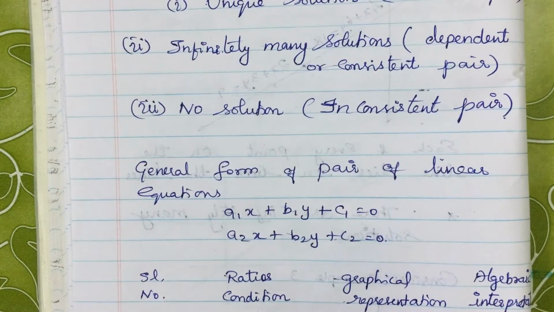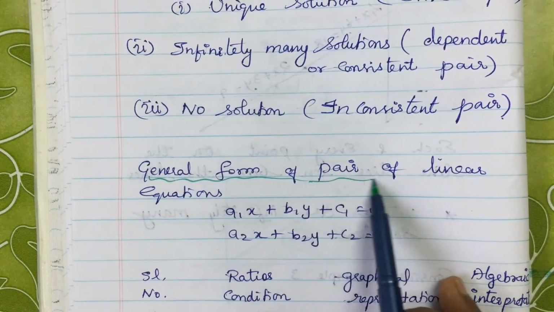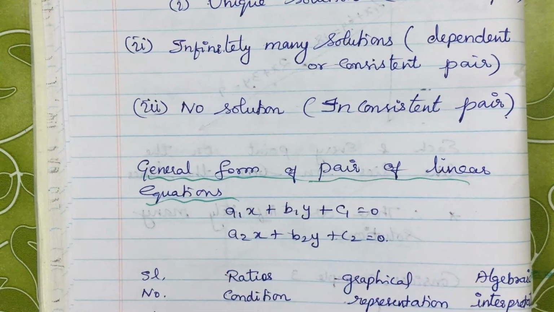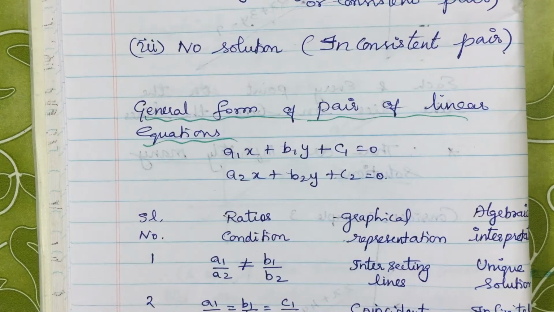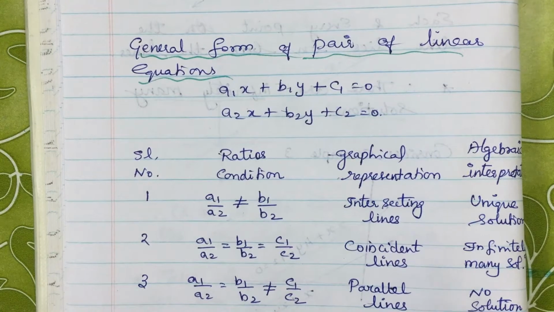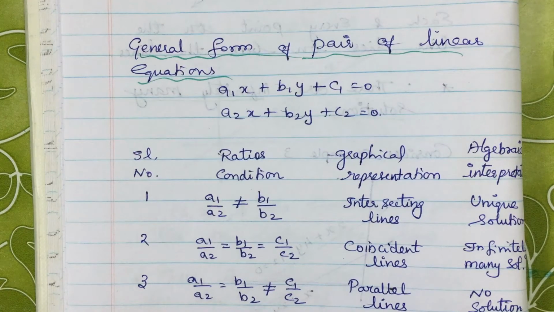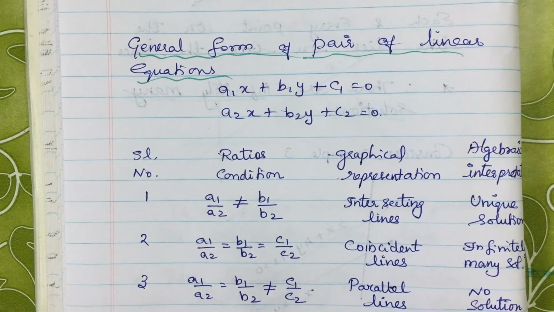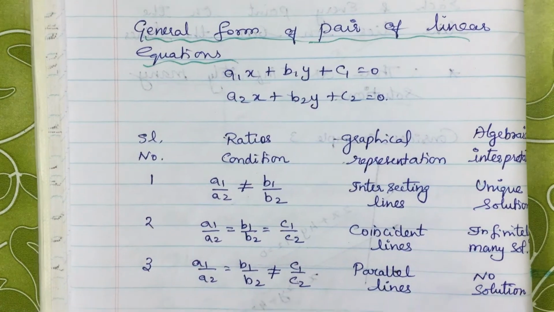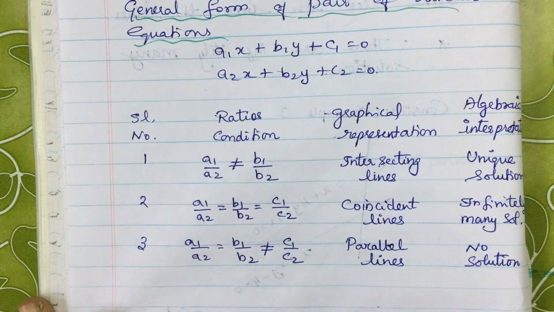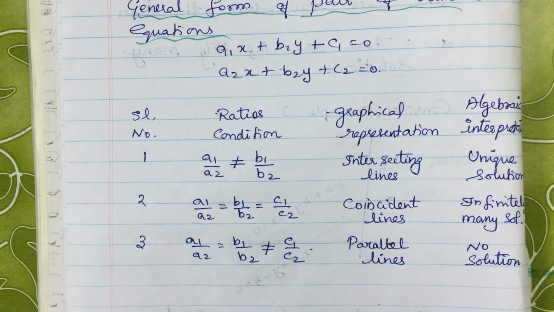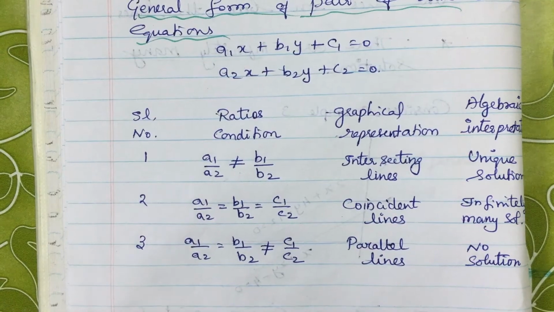Again I am writing the general form of a pair of linear equations: a1x + b1y + c1 = 0, and a2x + b2y + c2 = 0. Why am I writing these things? I am going to write the conditions required in order to interpret whether the given lines have a unique solution, infinitely many solutions, or no solution at all. Without doing any major calculation, you can easily say these lines have a unique solution, these lines have infinitely many solutions, and this pair of lines has no solution. So what are those conditions?